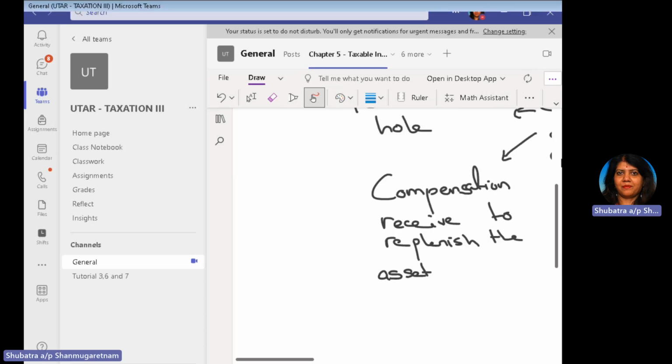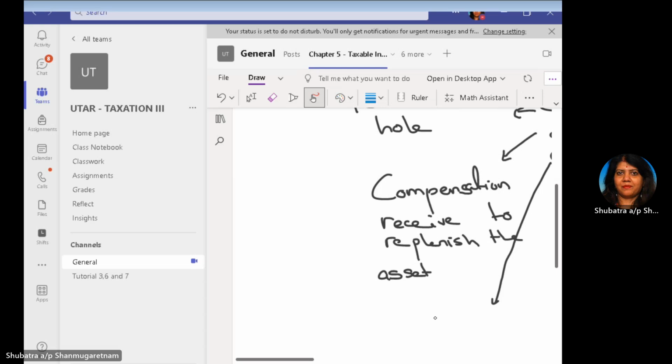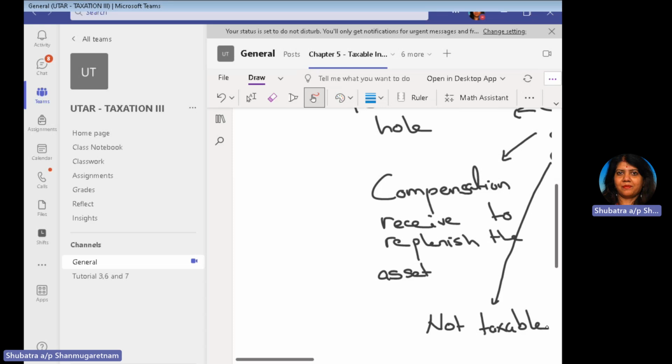Therefore, it's not taxable, because it's a capital gain. Any revenue gain is taxable. Even if I rebuild my warehouse, I'm not going to sell it. So whatever compensation I got was to make good the capital asset I lost. Therefore, it's not taxable. All right, guys?